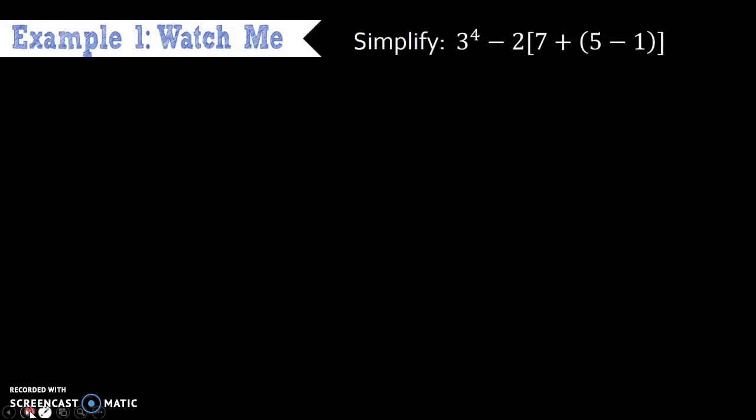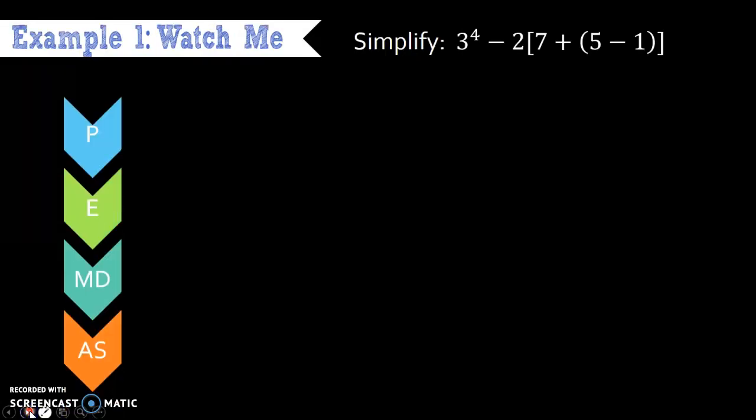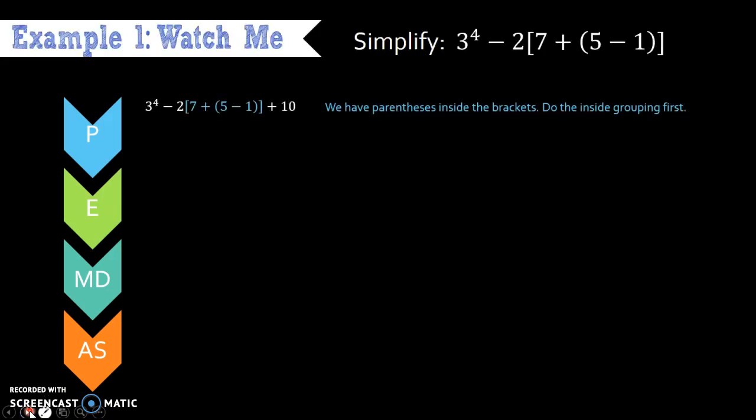Simplify 3 to the 4th power minus 2 times 7 plus 5 minus 1. Here's our order of operations. We're going to start with any grouping symbols that we see. We have parentheses inside of our brackets. We're going to go to the inside first. So the 5 minus 1 in parentheses is going to be the first thing that we work out. 5 minus 1 is equal to 4.